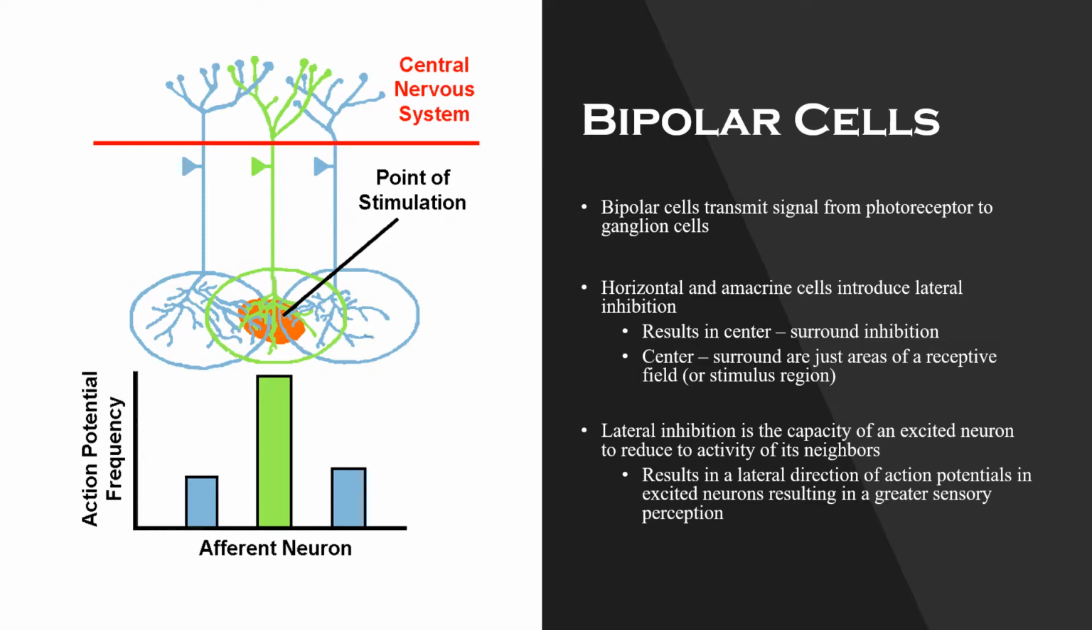Now the reason why lateral inhibition is so important is because it is the capacity of an excited neuron to reduce the activity of its neighbors. So this results in a lateral direction of action potentials in the excited neuron that results in a greater sensory perception. And so that is the role of the horizontal and amacrine cells, introducing that lateral inhibition for greater sensory reception.